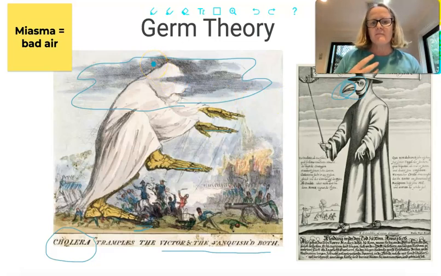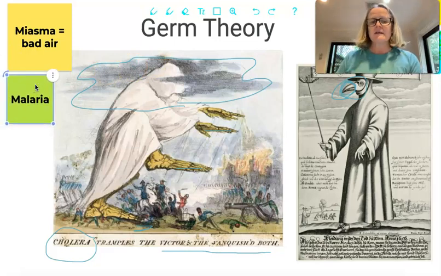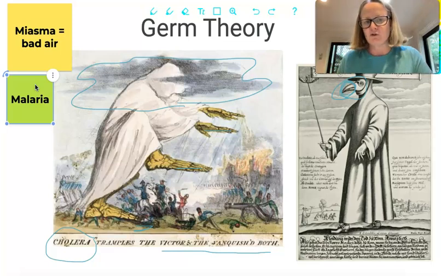The word miasma or bad air still exists in some names that we have today for diseases. And if you think about the name malaria, that actually comes from the French, mal meaning bad, so bad air. And it was that idea that swampy grounds would cause malaria. We know it's not true because obviously it's a protozoan carried by a mosquito.